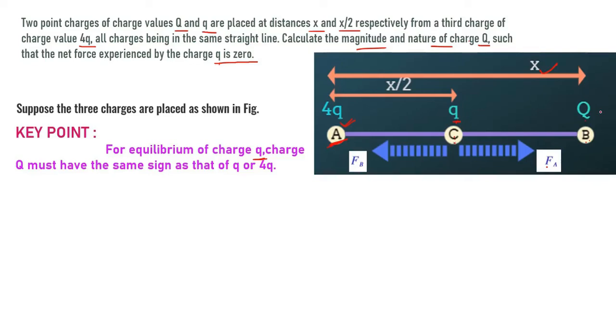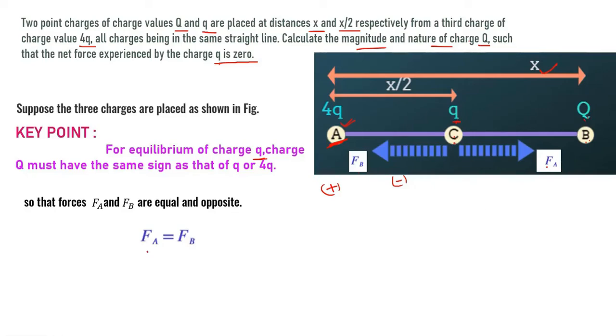So what will be the sign of capital Q? The sign of capital Q must be the same. Here again we are not mentioning whether the sign should be positive or negative. We are just mentioning that the sign of capital Q, which is at B, must be similar to the sign of 4q, which is placed at A. So this will be your key point. It is not opposite. Otherwise, the charge at C will not be in equilibrium.